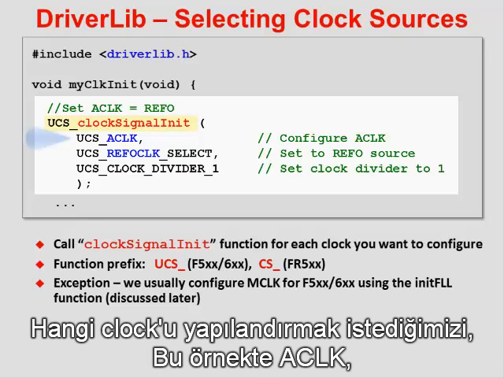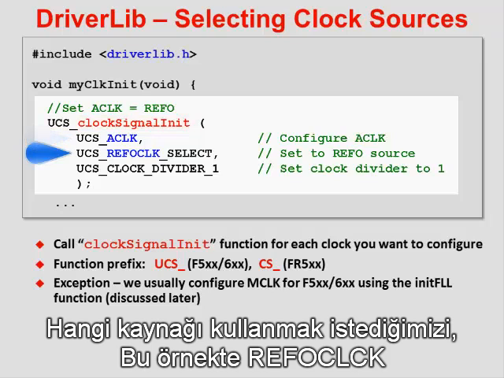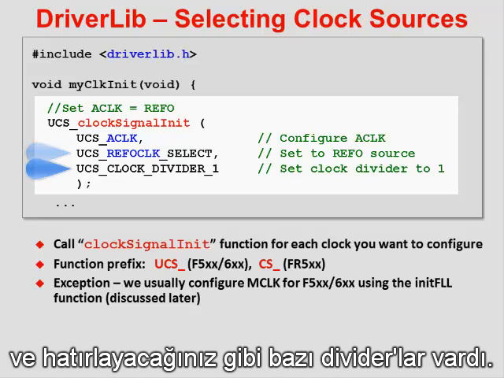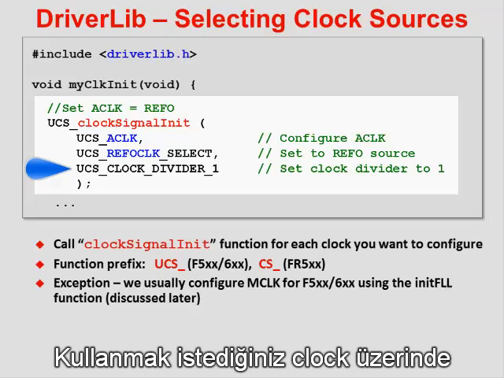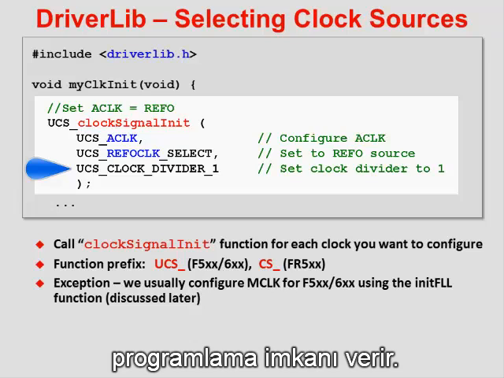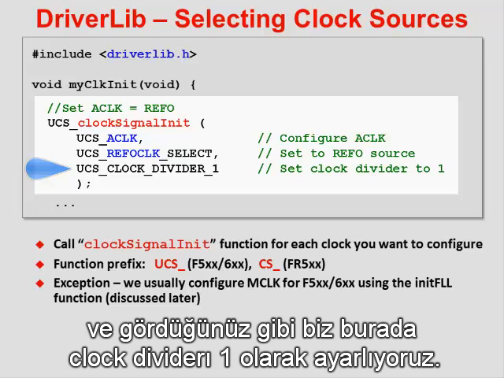We can say which clock we want to configure. In this example, it's ACLK. Which source we want to use. In this example, we're using the REFO clock, that is the reference oscillator. And you might remember that there were some dividers. So along with selecting which clock source we wanted to use, there was a divider on that clock. The driver library function lets us program that divider, and you can see here we're just setting the clock divider to 1.